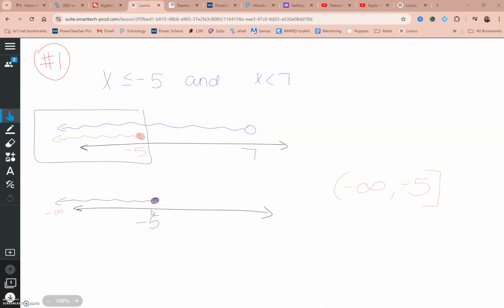And then for the interval notation, we read our graph from left to right. It starts at -infinity because I have an arrow going to the left. -infinity always gets parentheses. And it goes all the way till -5. -5 has a closed circle, so we put a bracket around it.